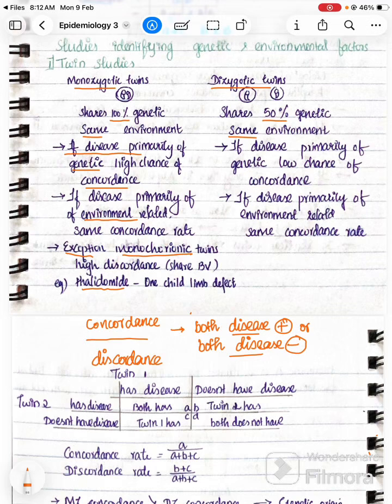Dizygotic twins: if the disease is primarily of genetic origin, there is a low chance of concordance because they only share 50% of genetic material. If it is primarily of environmental origin, the same concordance rate will be there.